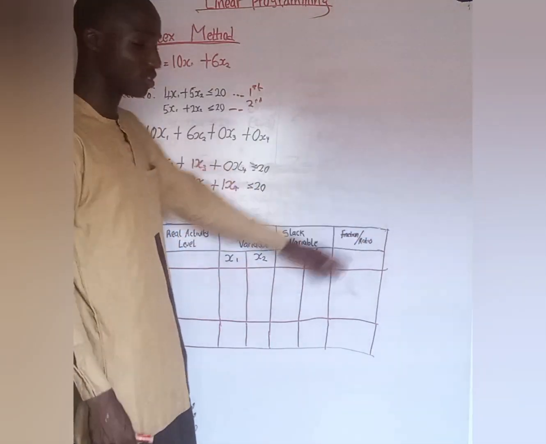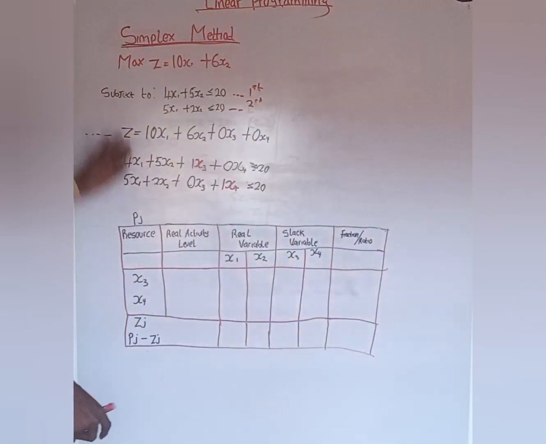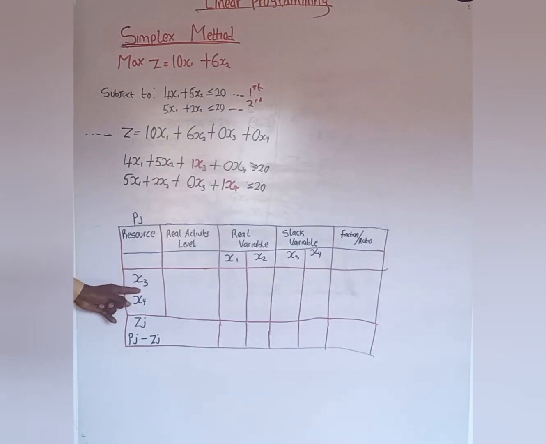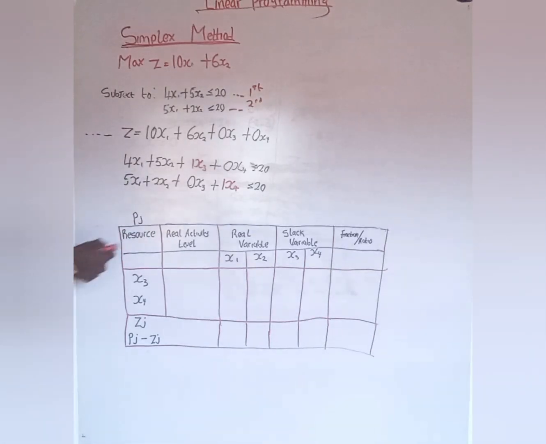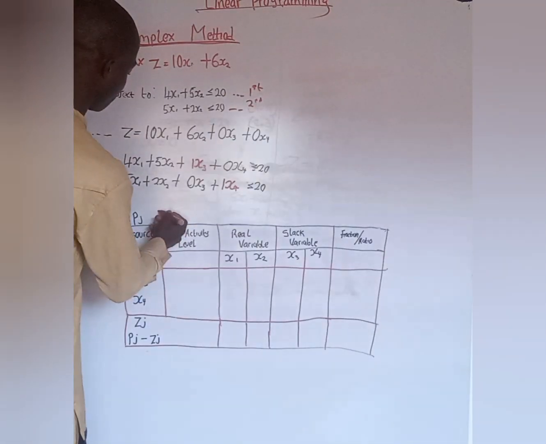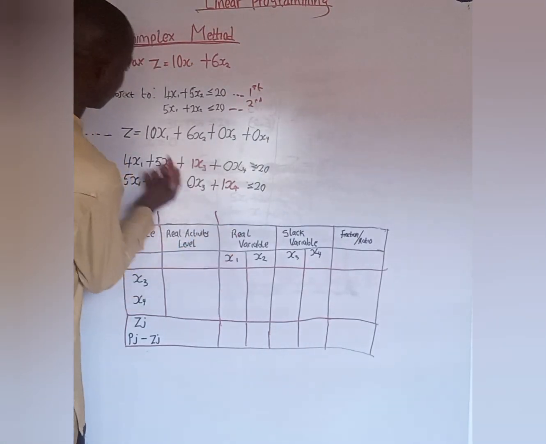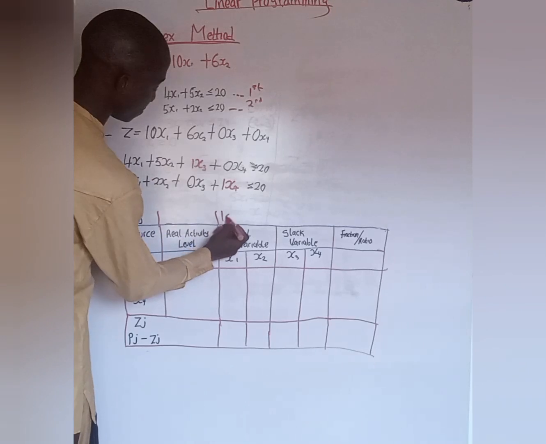And we have the fraction and ratio. On the column side, under the resource, we have the slack variables, and we have the zj, and we have the pj minus zj. Let me start by saying that the pj is the coefficient of the variables x1, x2, x3, and x4 in our standard objective function. So I'm going to be writing here now. For x1, the coefficient is 10, so I'm going to be putting 10 here.